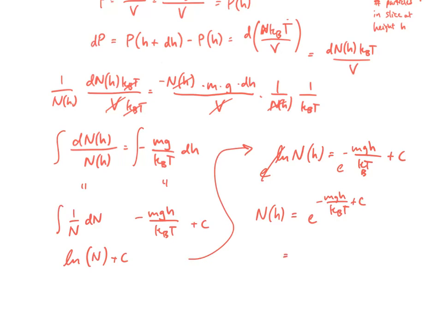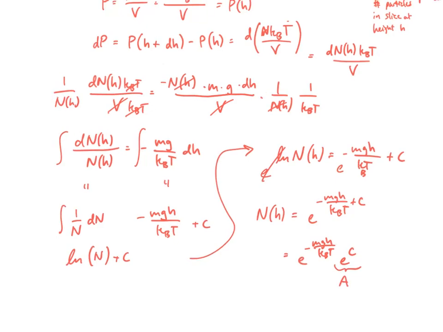But this just equals e to the negative mgh over kBT times e to the c, because that's what follows with the rules of exponentials. If you've got an addition up in the exponential, you can turn it into a multiplication down at the level of the exponent. And we're just going to call this value here A, because it's going to be our normalization constant.